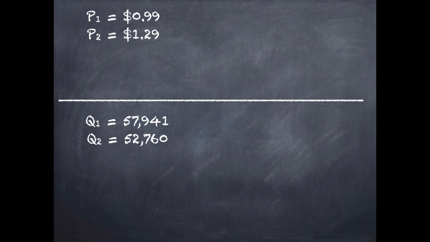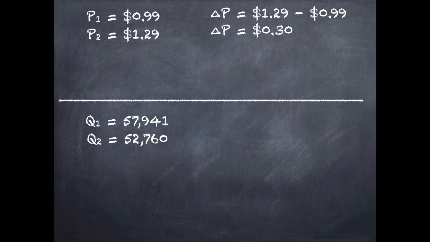So here's our data that's important to us. We have the initial price. So P1 is equal to 99 cents. P2 is equal to $1.29. The original quantity of that song Beautiful by Akon was 59,941. And after the price was changed, the quantity fell to 52,760.